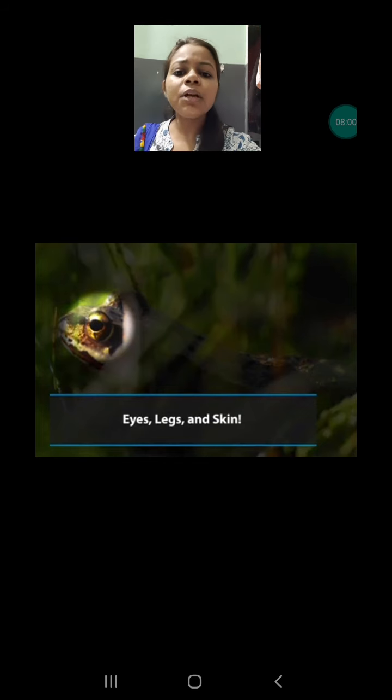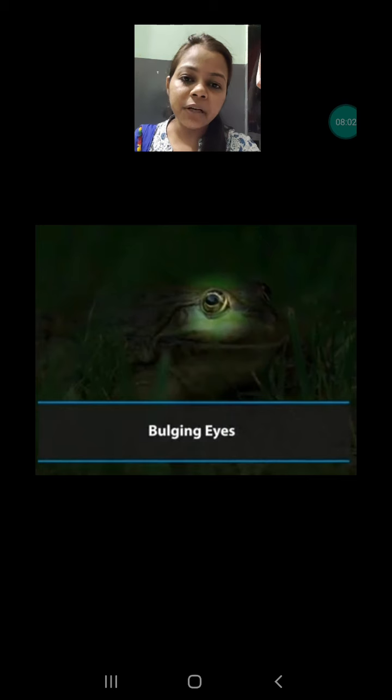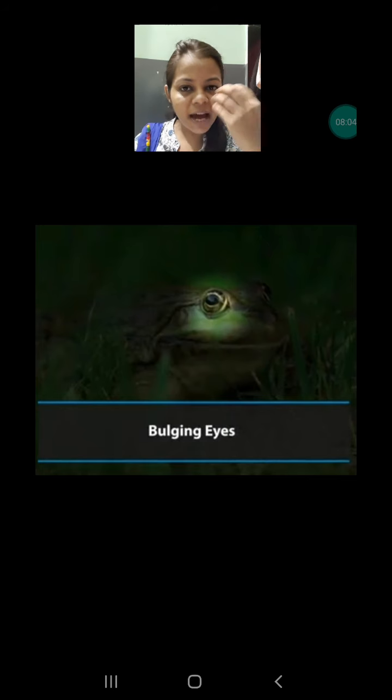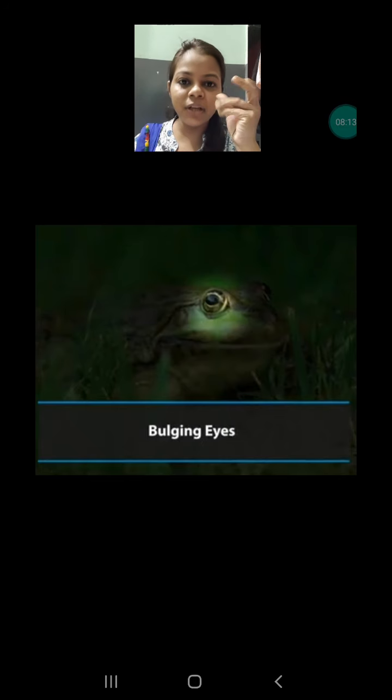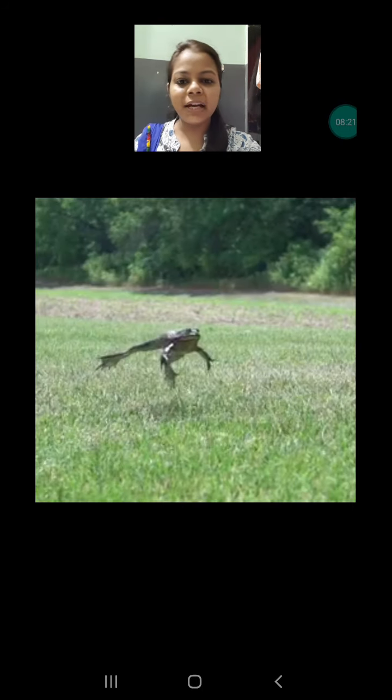First of all, they have bulging eyes. What is the meaning of bulging eyes? Their eyes stick out so that they can see in front, at the side and behind also by moving the eyes. So they can see three sides. We can see in front and a little to the side, but not behind. But a frog can see behind also.